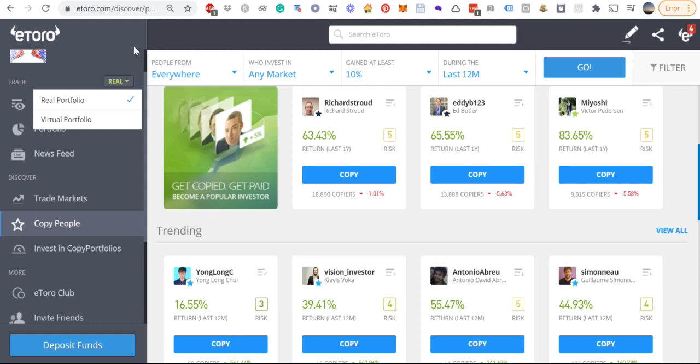So I'm going to do that with my real money. I'm not doing this just to make a video about eToro. I'm putting my money where my mouth is.